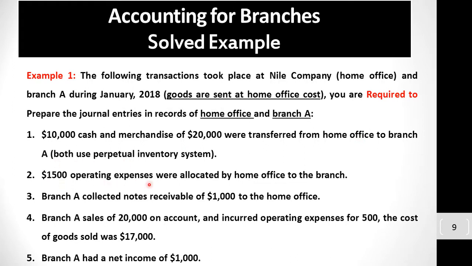1,500 operating expenses were allocated by home office to the branch. Branch A collected notes receivable of 1,000 to the home office. Branch A sold 20,000 on account and incurred operating expenses for 500. The cost of goods sold was 17,000. Branch A had a net income of 1,000. You are required to record these transactions in both the records of the home office and branch A.